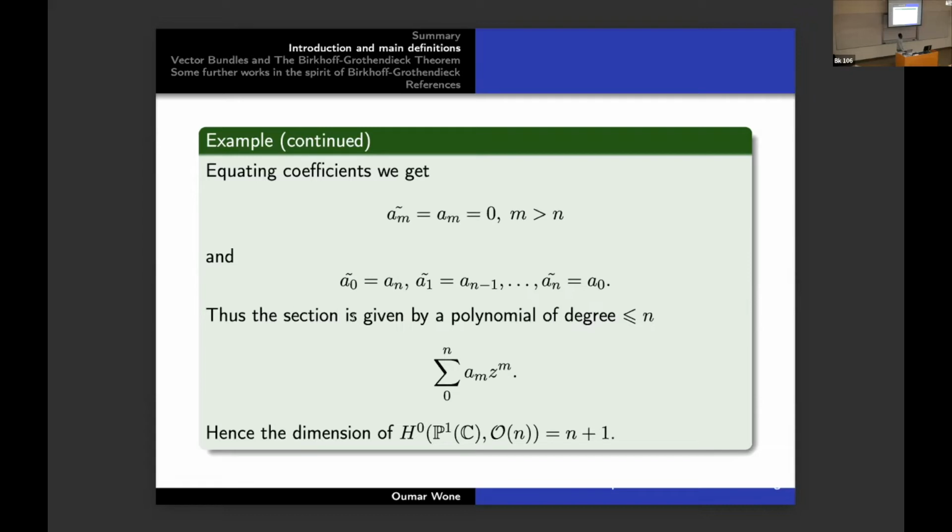So this says that the section is given by a polynomial of degree smaller or equal to N, which is of this form. And hence the dimension of the space of sections of O(N) is N plus 1.